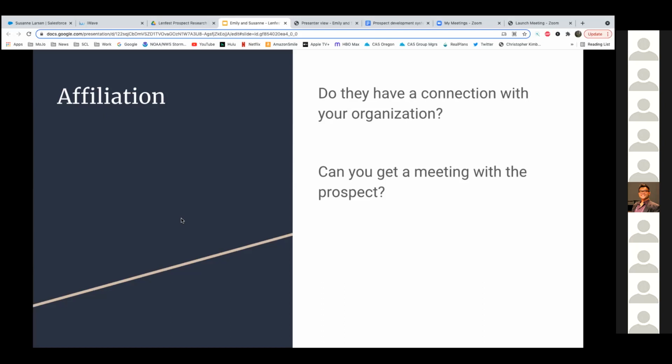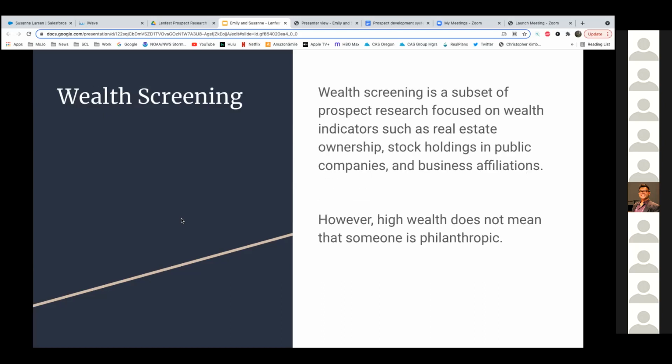A lot of the same people in a community will attend the same museum events or something like that, or sit on the same board or be involved in the same organization. So this is another area where a researcher can really shine, when they can find the link and then say, oh, hey, our board member knows this person, let's ask for an introduction. So if you can check yes on interest, capacity, and affiliation, you are good to go. That's a really good green flag again.